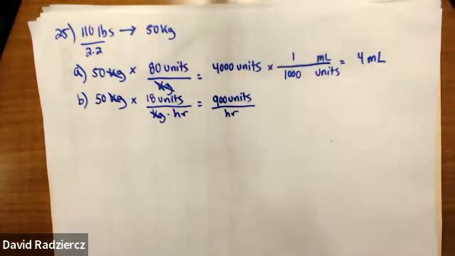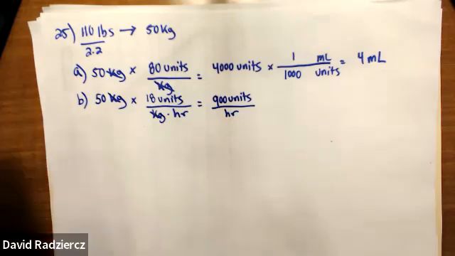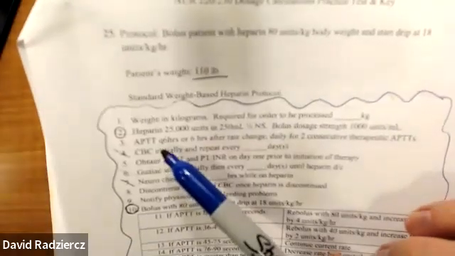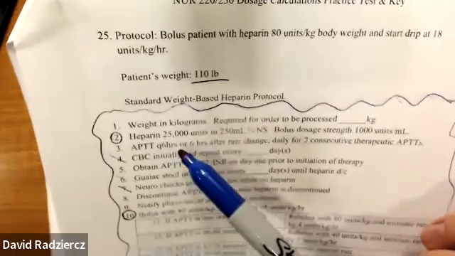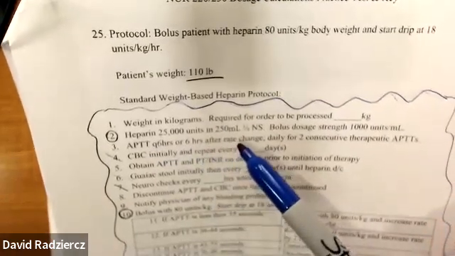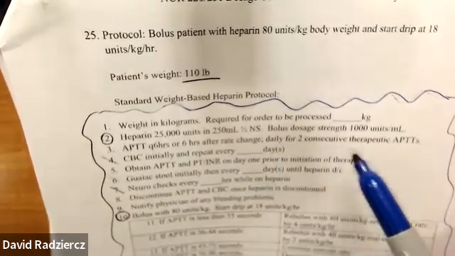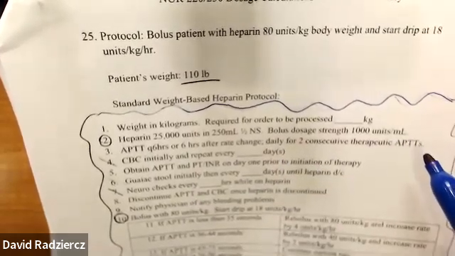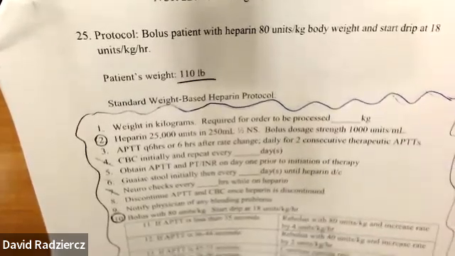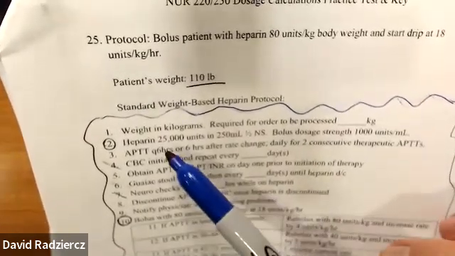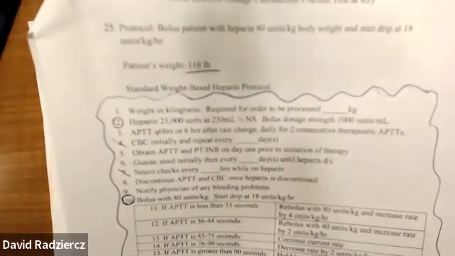Again, we would be done if it asked how many units per hour, but it asked to calculate how many milliliters per hour. So in order to know the milliliters per hour, I have to go to my IV bag. My IV bag has 25,000 units in 250 milliliters, half normal saline. Notice that there's also the bolus dosage strength. We only use the bolus dosage strength for bolus dose questions, and we use the IV bag for infusion rate questions when it comes to the heparin protocol.